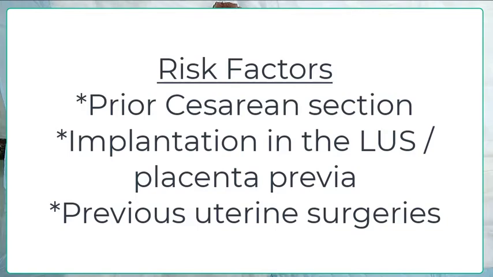One is a previous cesarean section where there may be an area of C-section scar which has decreased myometrium present. It's more common in placentas that implant in the lower uterine segment, or those that have placenta previa. It's also more common in women who've had multiple instrumentations of the uterus, including curettage procedures.